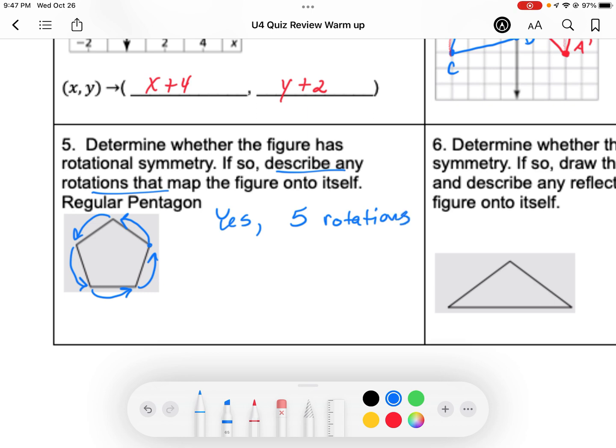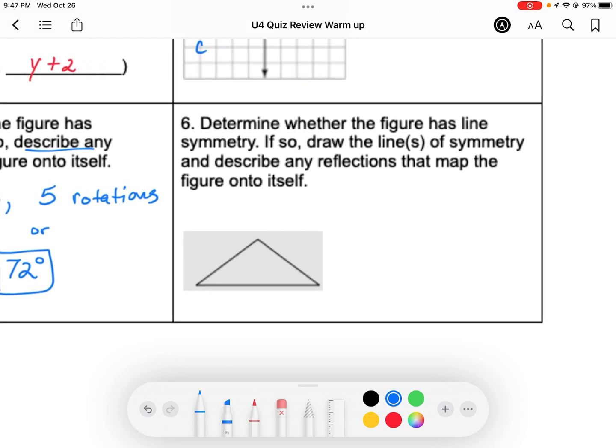Okay. Another way to describe the rotations is to take a full circle, 360 degrees, and divide it by those 5 possible rotations, or those 5 equal sides, and get that each rotation would be that result. Well, 360 divided by 5, if you were to get a calculator out, would be 72. So we could describe these rotations as 72-degree rotations.